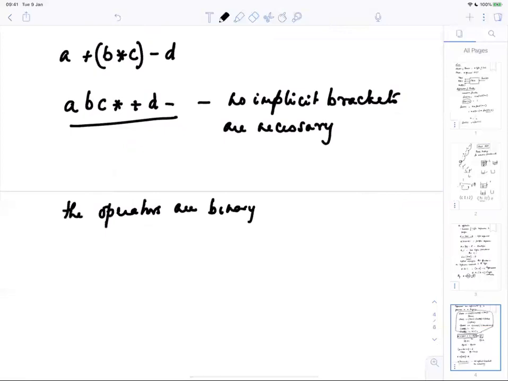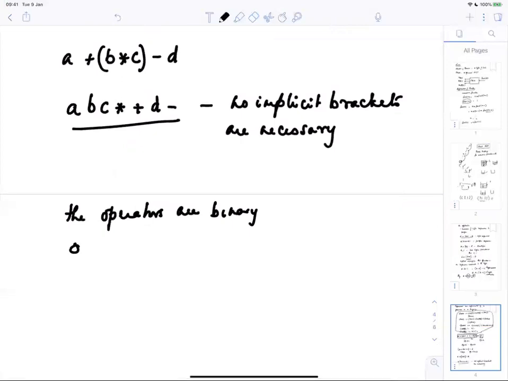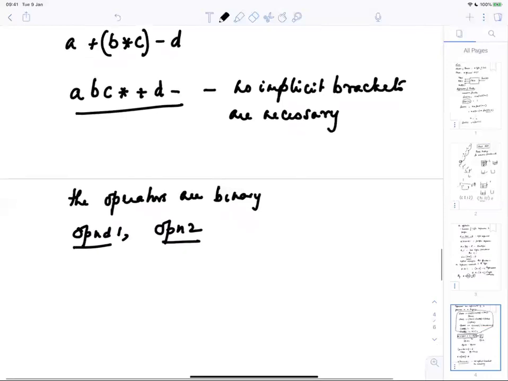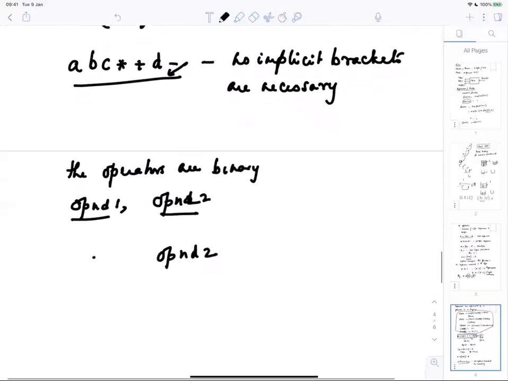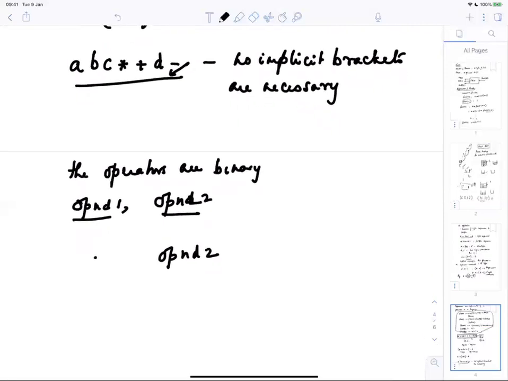So what we do is, we start from the right of this expression. Since they are binary, they require two operands, operand 1 and operand 2, to evaluate. The most recent operand that you see from the right is operand 2, and after that, whatever you see is operand 1. So now let's start looking at it from the right.